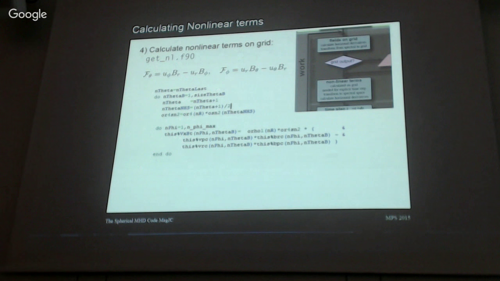Remember, the v cross b or u cross b. I wrote here in the code, it's called v cross b, and then there's the theta component, and that's just the product of the phi component of the velocity field times the radial component of the magnetic field, minus the radial component of the velocity field times the phi component of the magnetic field. So this is how the theta component of u cross b is calculated. So now you have this nonlinear term on the grid.